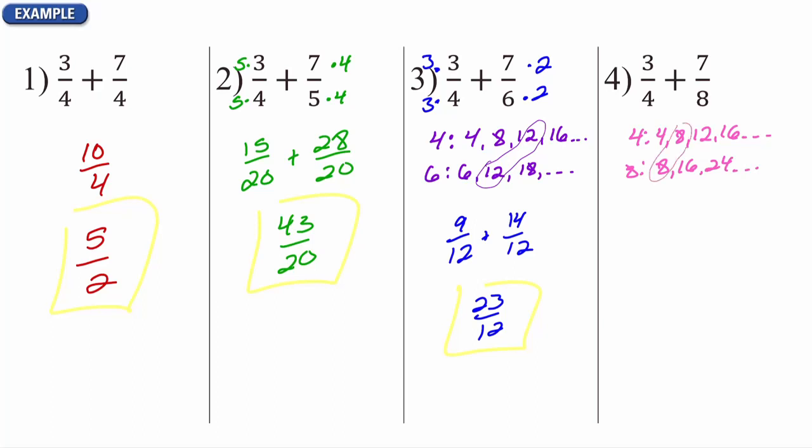The second denominator already has the 8, so we only need to multiply that first denominator by 2 to make it 8. So we're going to multiply the 3/4 by 2 over 2. So it's going to become 6 over 8 plus 7 over 8, which is, of course, 13 over 8.